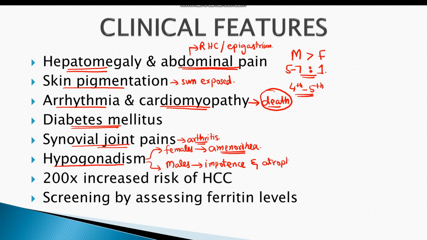Due to damage to the DNA by iron and reactive oxygen species, there is a 200-fold increased risk of hepatocellular carcinoma. One thing particular about hepatocellular carcinoma is that the treatment of hemochromatosis does not decrease the risk of hepatocellular carcinoma, since the damage to DNA has already been done.